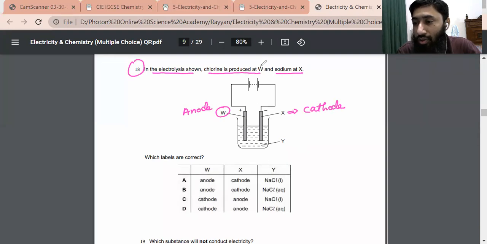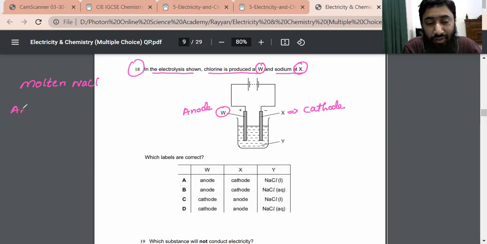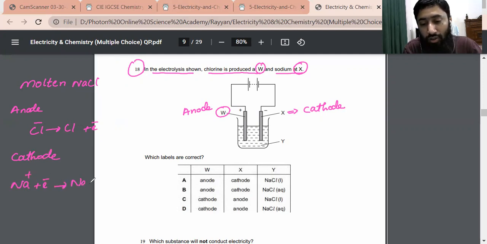Chlorine is produced at W and sodium is produced at X. It means this is the case of molten NaCl, because in case of molten or melted NaCl, it's pretty simple to predict which product appears at cathode and which at anode. At the anode, chloride ion reaches the anode and gives chlorine and an electron. Similarly, at the cathode, sodium ion reaches the cathode and is converted into sodium metal. So sodium metal will appear at X, and this happens in case of molten NaCl.